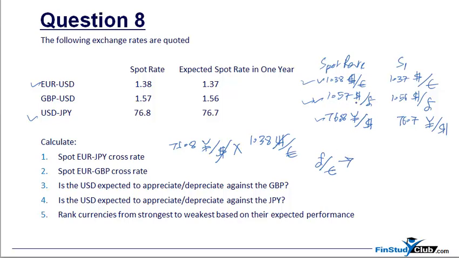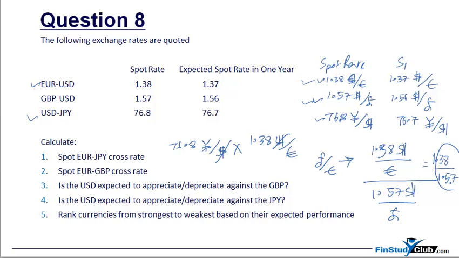Now here you have $1.57 per pound. Okay, so let's have it this way, $1.38 by euro divided by $1.57 by pound. Okay, so by virtue of reciprocating this, my pound would go up. So effectively this would give me 1.38 divided by 1.57. Okay, so this 1.38 divided by 1.57 should be the euro GBP cross rate. So let's now move on to the next one.